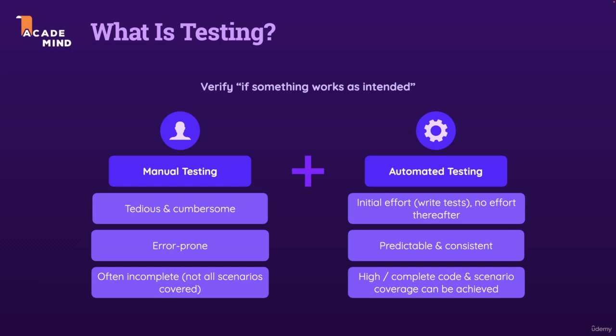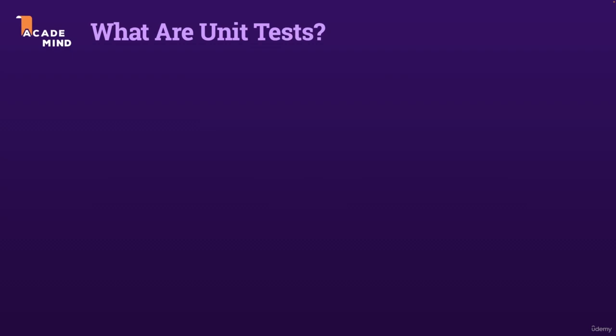So automated testing is something you should consider adding to your projects. But there are different kinds of automated testing. And one popular kind of testing, about which this course is mostly, is unit testing. But what are unit tests? Well, let's start with units.